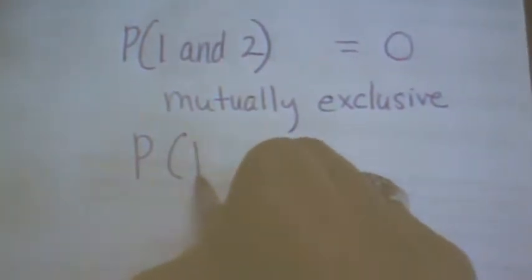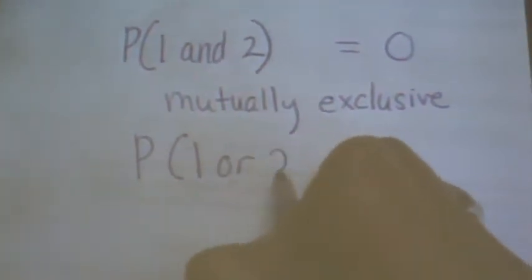If the two events cannot happen at the same time, what we'll do is change this to an or, and we'll say 1 or 2. If they are mutually exclusive and cannot happen at the same time, what you're going to do is add up the two individual probabilities.